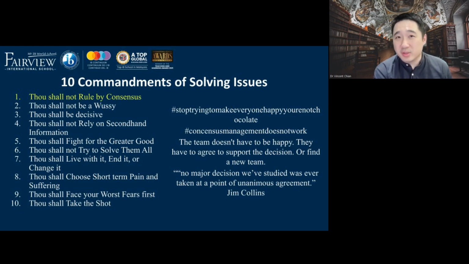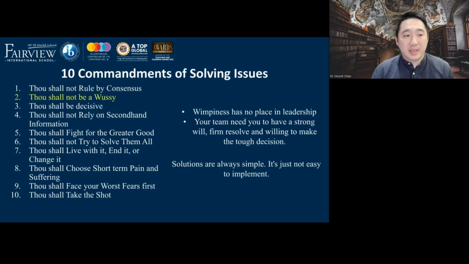No major decision we've ever studied was taken at a point of unanimous agreement. This is by Jim Collins, a very famous author. So no big decision was ever made at a point of unanimous agreement. Somebody's always going to disagree. Next rule.